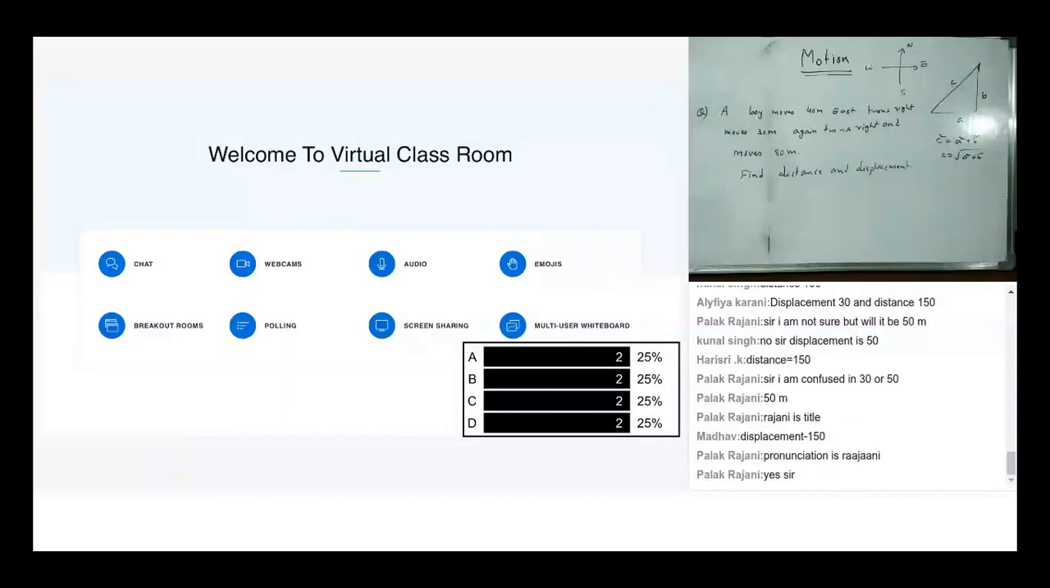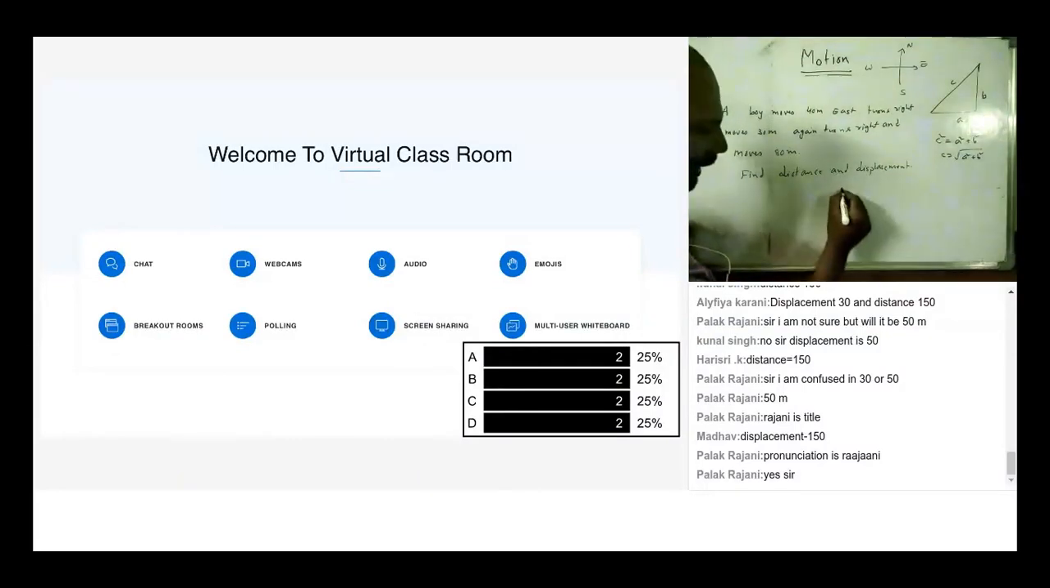Okay, now let me see. Distance, I think all of you got it right. Let me draw the figure. How would it be? Let's say this person, I'll name him A. A goes 40 meters east, right? Turns right. So this is right. How many meters does he go? 30 meters. Sir, the displacement is 125.